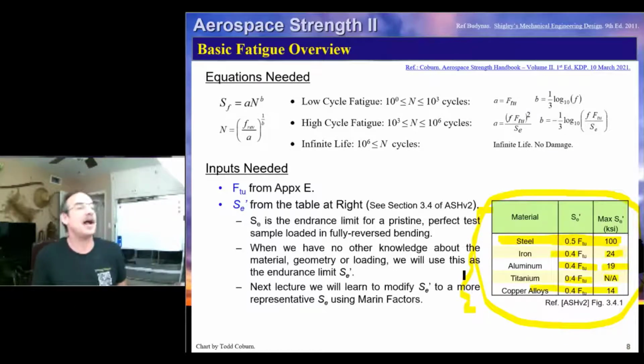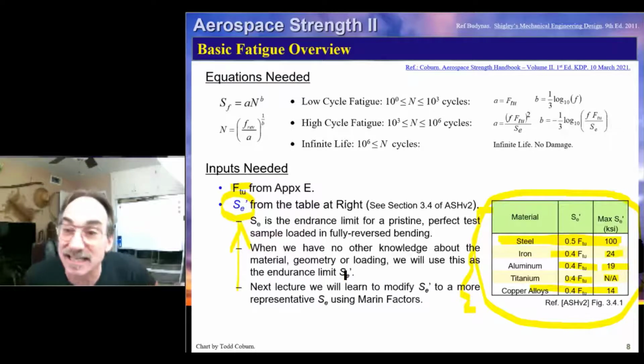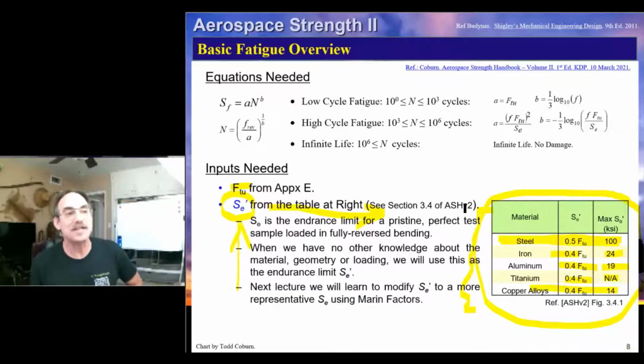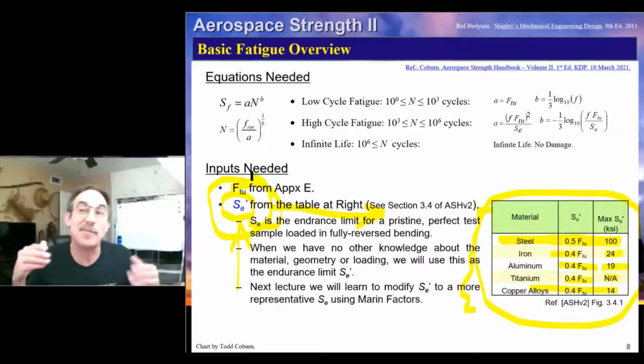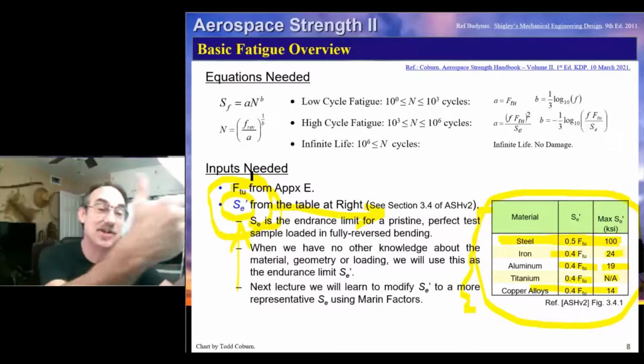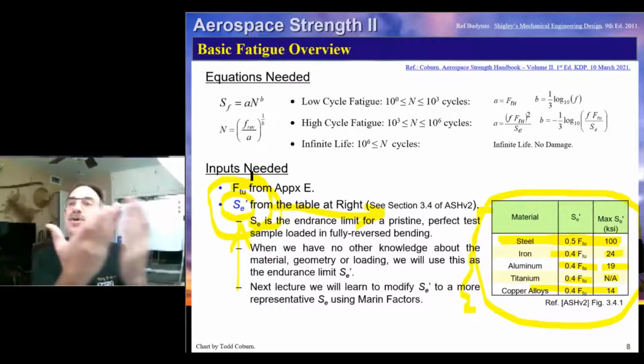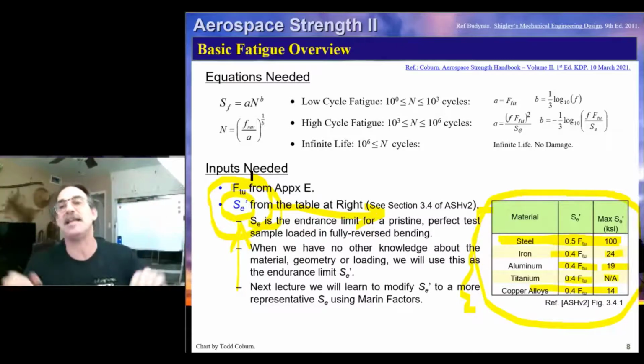Okay, you guys got all that? All right. So we're going to get FTU. We're going to estimate this. Are we going to use this as our endurance limit? Yes, this lecture. After this lecture, we'll be converting this to S of E, right? Now, after this, we may still get an S of E that's equal to this. Like if we have a perfect pristine sample in full reverse bending, we'll still get S of E prime. However, we're going to do something to it to find out if it's still that or something different, and usually it'll be something different. You got it?